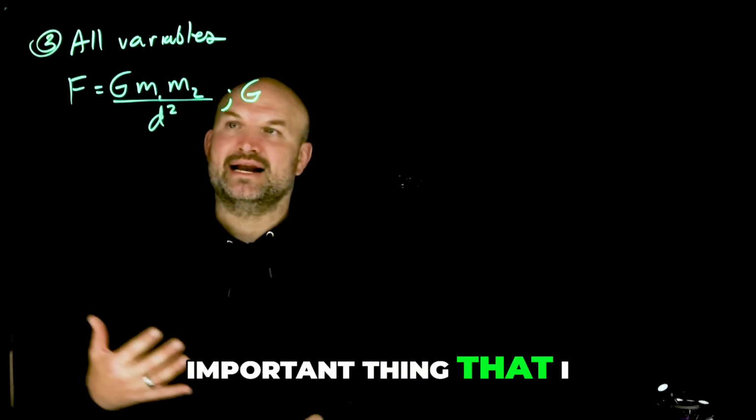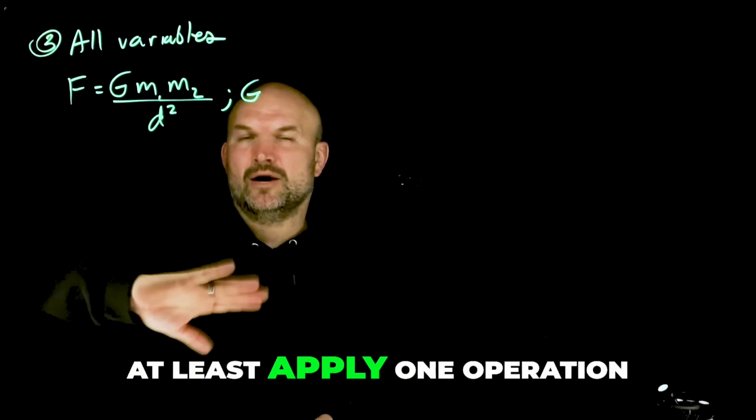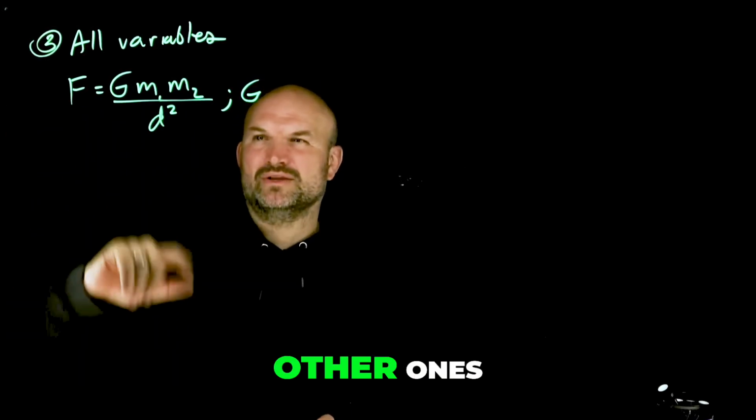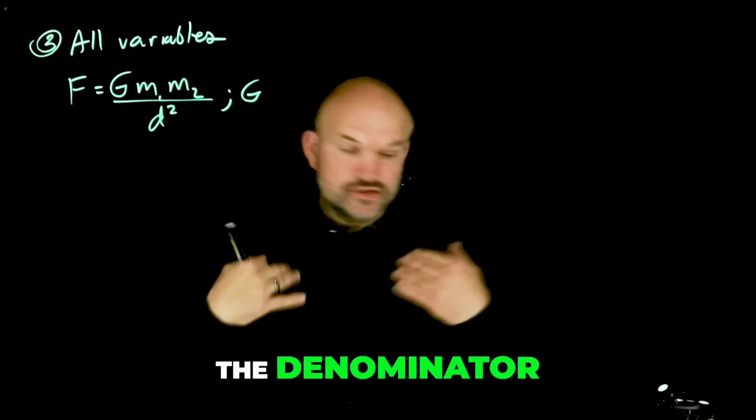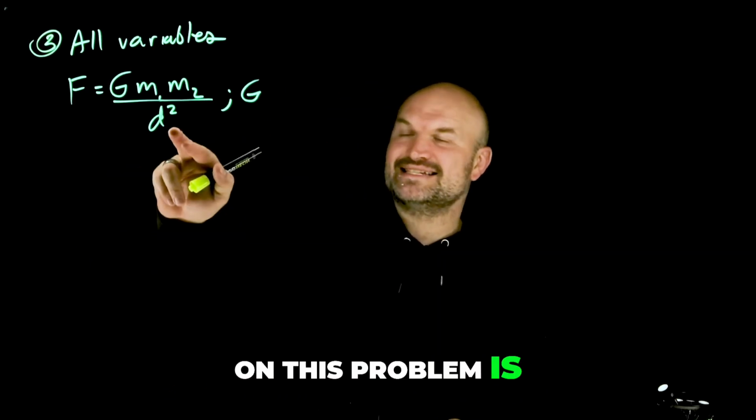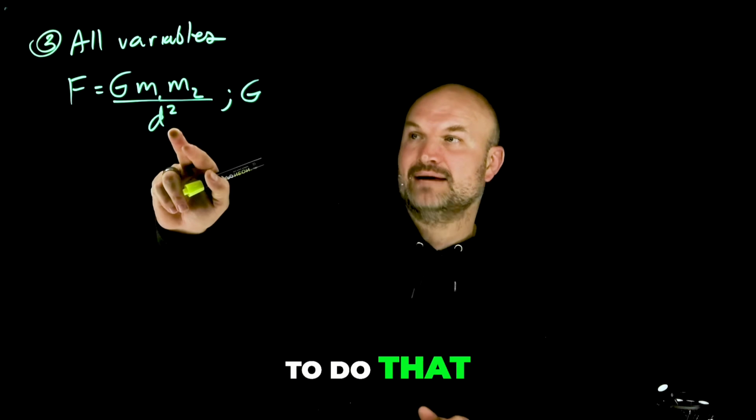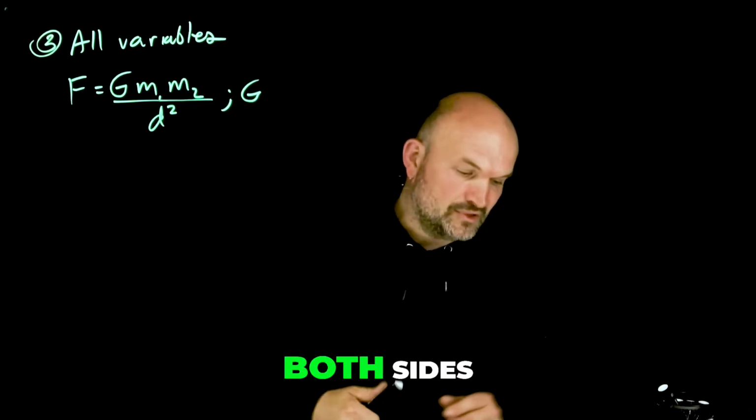I think the main important thing that I want to do first, though, if I was going to at least apply one operation, then I'll combine 2 other ones. I don't like having a d squared in the denominator. So the first thing that I would do on this problem is get the d squared off the denominator. To do that, I'm simply going to multiply by d squared on both sides.